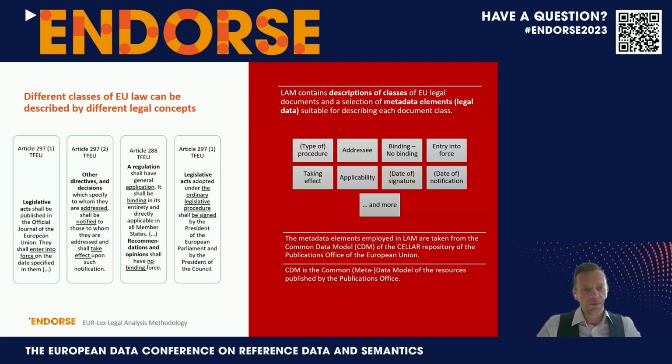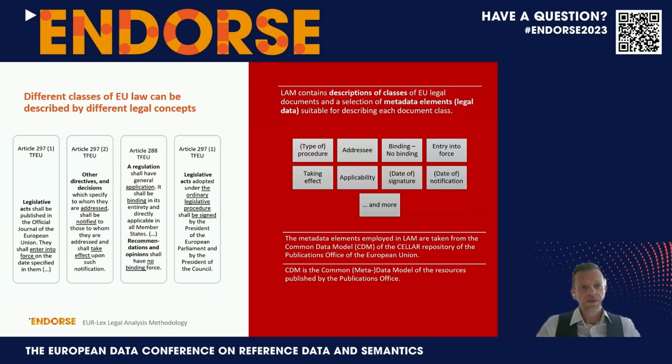So here we have some examples from the Treaty on the Functioning of the European Union, where you can see in some of the articles it's said that legislative acts enter into force. Another case, directives and decisions should be addressed, they should be notified. It means there should be a date of notification and they should take effect. Regulations have general applicability and they are binding, and recommendations or opinions have no binding force. And a final example, legislative acts adopted under the ordinary legislative procedure must be signed by the President of the European Parliament and the President of the Council.